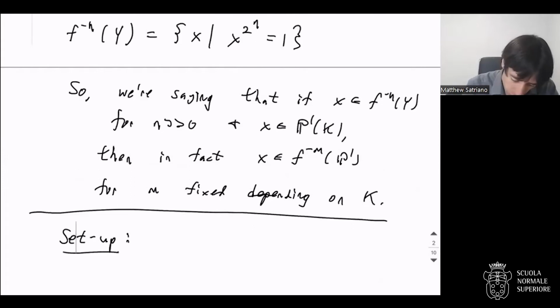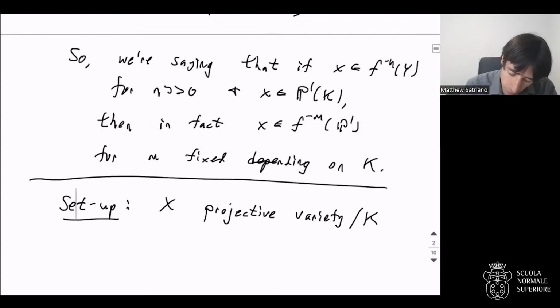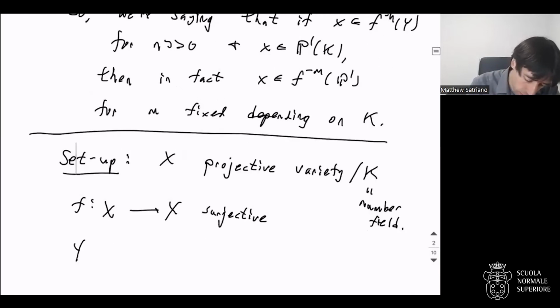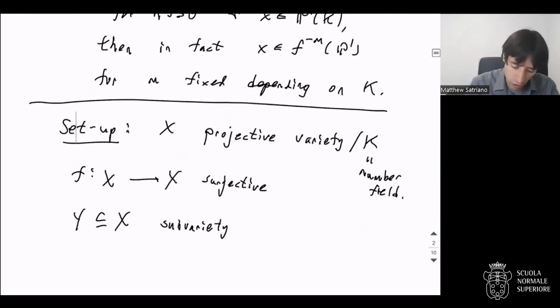where you have X being a projective variety over a number field. So K will be a number field. I'll probably stop writing that at some point. And I give you a map, which is surjective, defined over K. And I give you a subvariety Y, and we just want one condition on this, which is I want to make sure that f of Y is contained in Y, right?